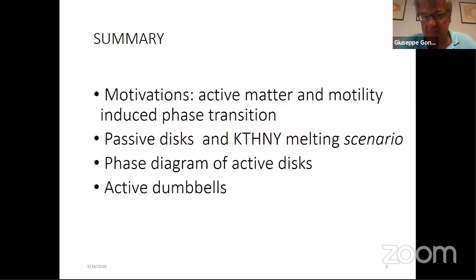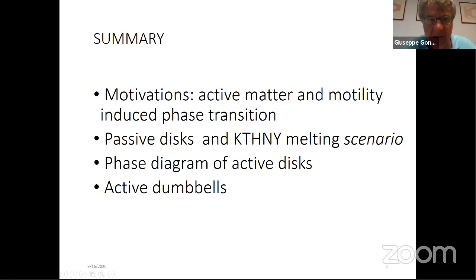So I will speak about the motivation, which is what I just said, and then I need to tell you something about the passive disk, which means the standard hard disk problem in 2 dimensions, which is something not well known to everyone in statistical physics, even if quite relevant. And then I will tell you something about our result.